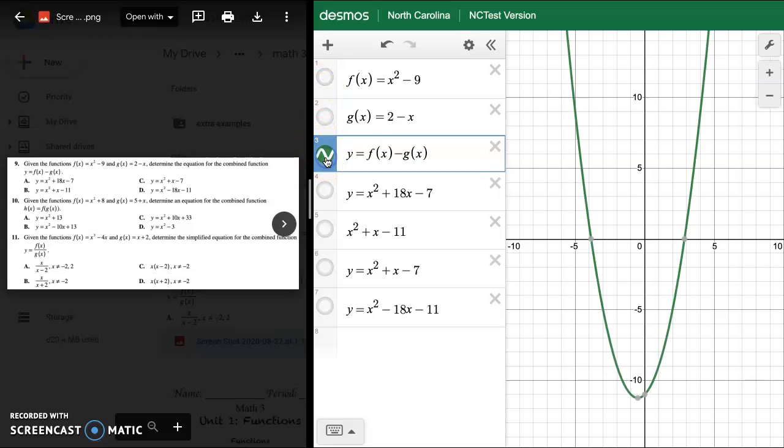Because of this, I'm going to click on y is equal to f of x minus g of x. And again, you could leave these up here, but it's just more stuff to look at. It's more clutter, and I personally think it's a little bit more difficult. And again, the way you type this is extremely important. Type it the exact way the problem asks you.